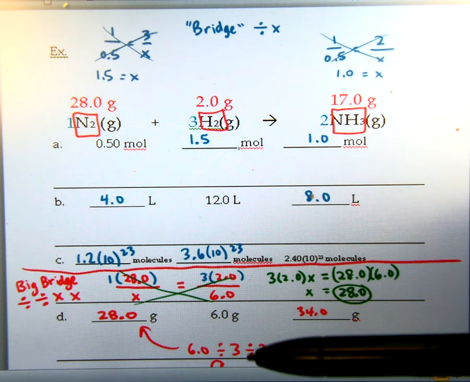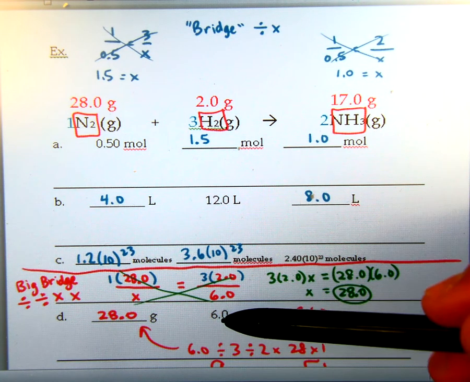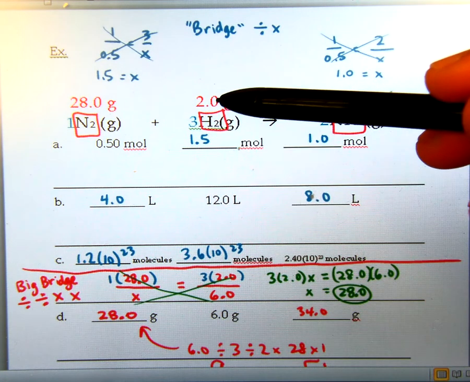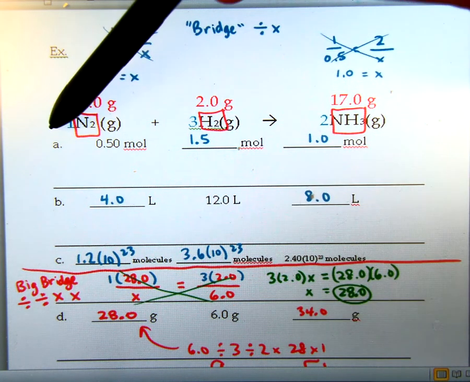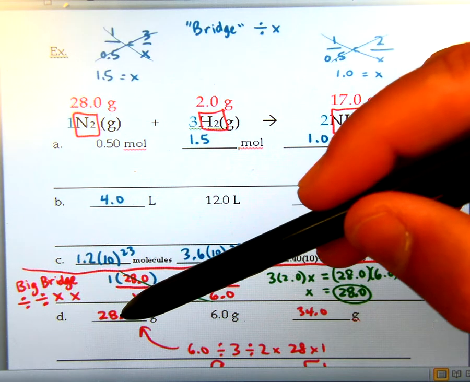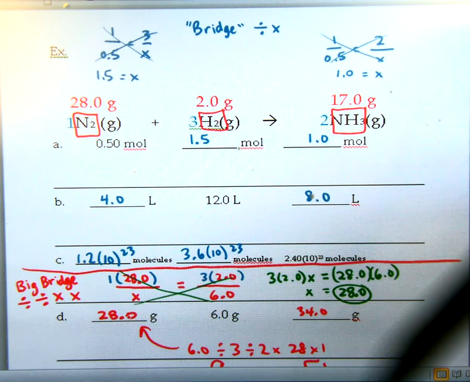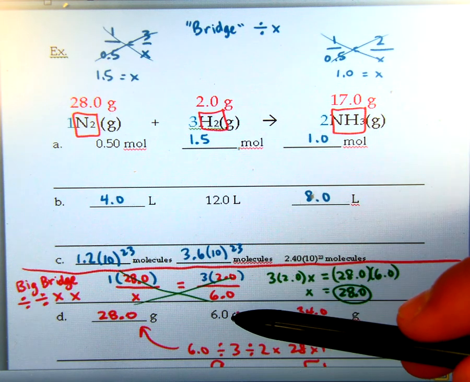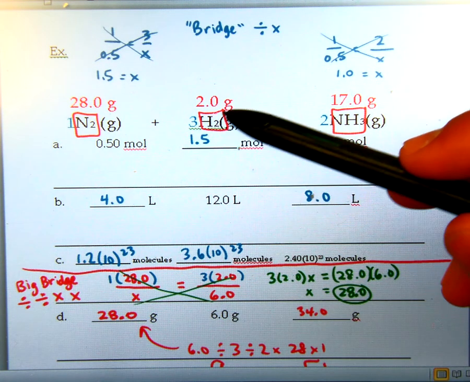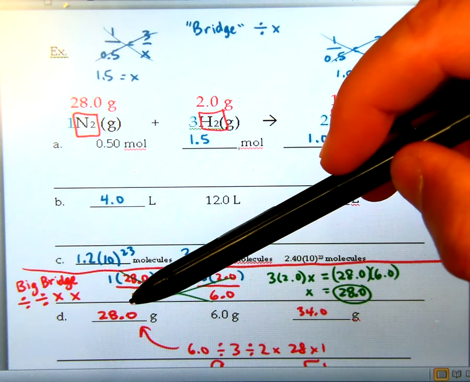So to do the big proportion in letter D, if you know the 6, you would do 3 times 2 is to 6 as 1 times 28 is to x. Cross multiply and find that it's x. Or the big bridge: now you divide twice and multiply twice. So you would do 6 divided by 3 divided by 2 times 28 times 1 gives you 28.